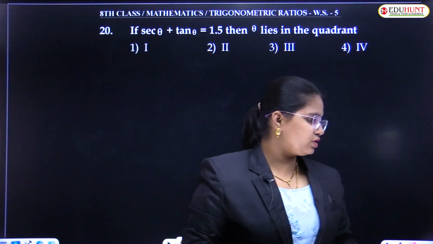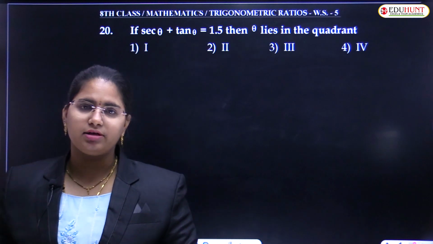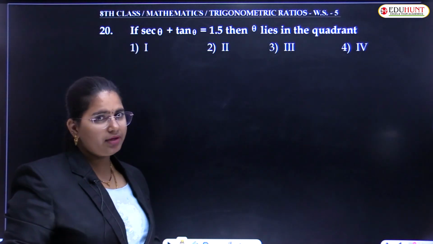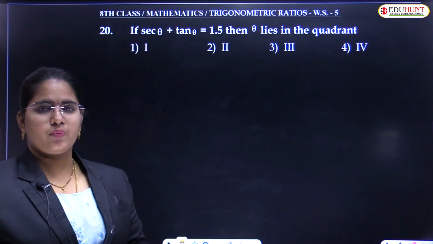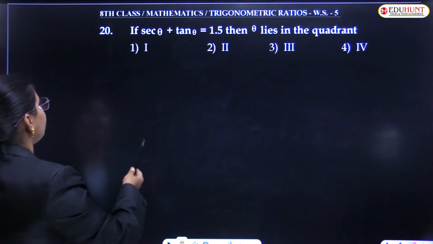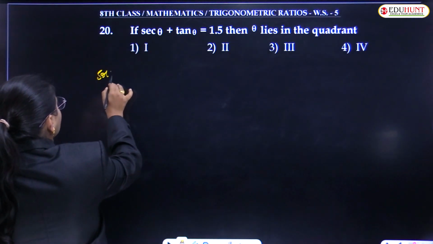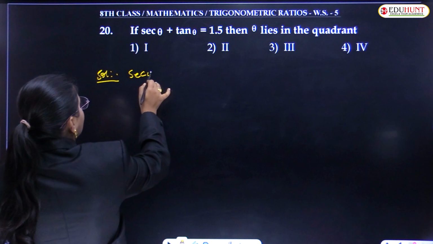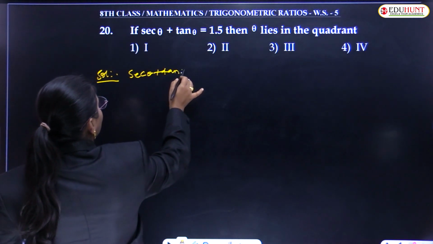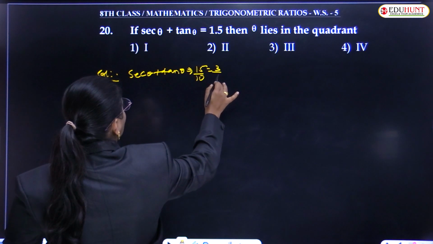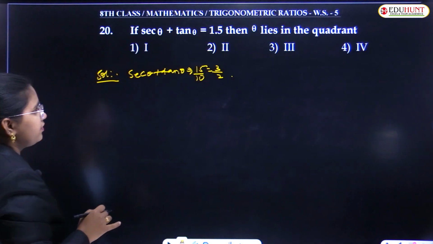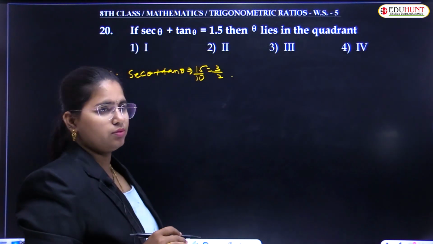So what is our next question? If secant theta plus tan theta is equal to 1.5, right? Then theta lies in which particular quadrant? Very good question, right? So what is going to be done with this? Given secant theta plus tan theta, 1.5 can be written as 15 by 10, which is also equal to 3 by 2, right?